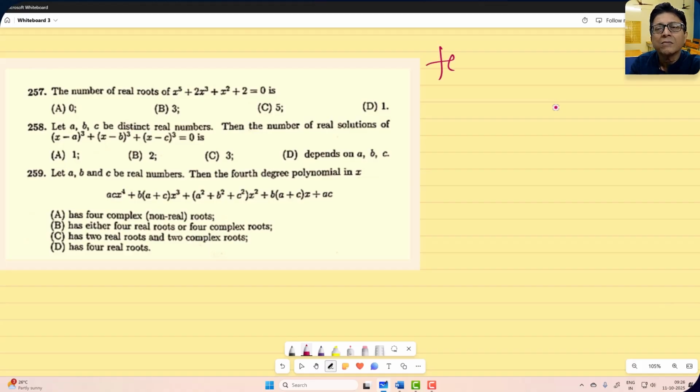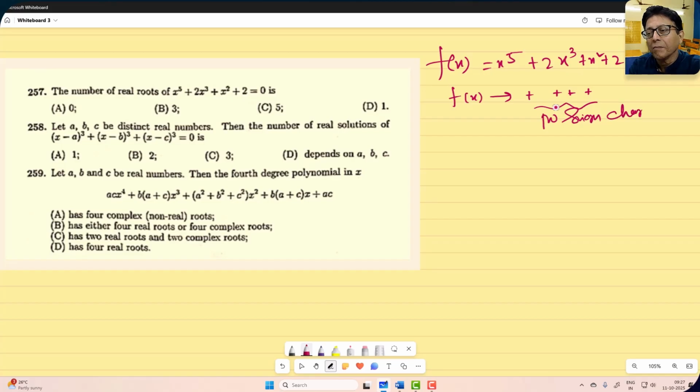Let us see. f(x) is x to the power 5 plus 2x cube plus x square plus 2. No sign change is there. f(x) signs are what? Plus, plus, plus again, plus again. So no sign change. No sign change implies no positive real root.